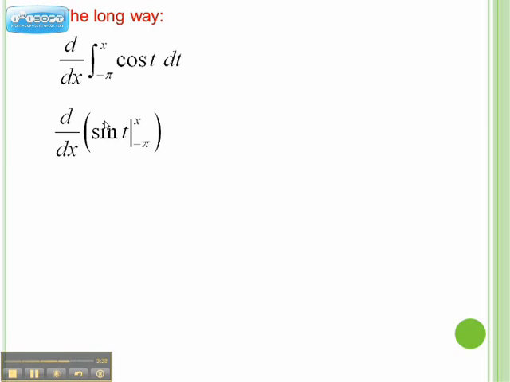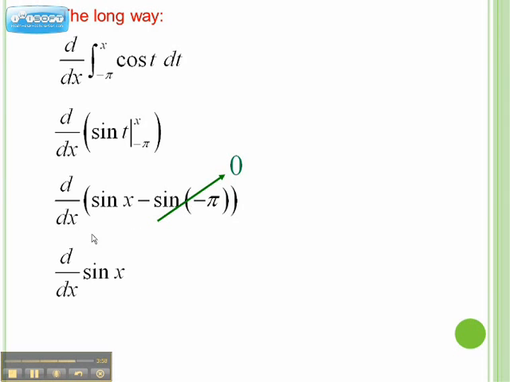Well, we know that if I have an antiderivative, I can just take my upper limit and my lower limit, put them in, and subtract my answer. So I have the sine of x minus the sine of negative pi. Sine of negative pi is 0. The derivative then of sine x is what I'm trying to find. Well, we know that the derivative of sine is cosine.